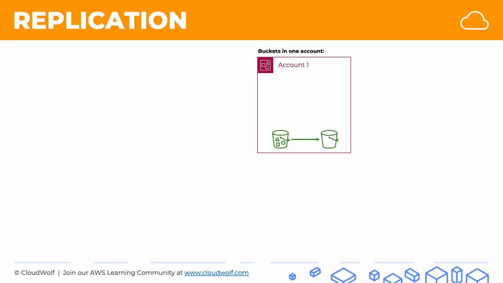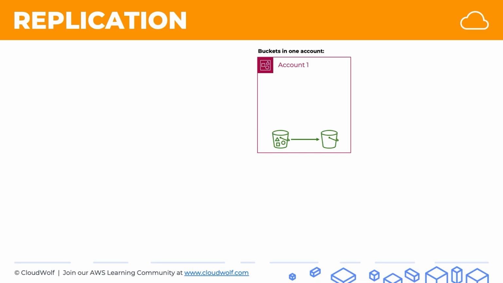One thing to keep in mind though is that it is asynchronous, and this is important to remember for the exam, that this kind of replication is asynchronous. It doesn't happen instantly. So if you put a new object into bucket 1, that same object or a copy of that object won't instantly appear in the second bucket. It does take some time. It's usually pretty quick, actually very quick, but technically it's asynchronous replication, so keep that in mind.